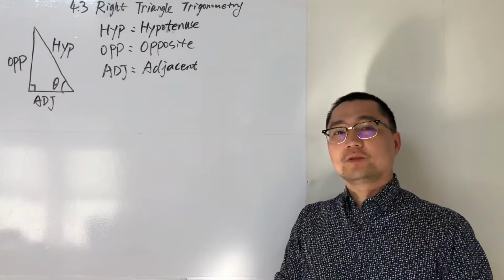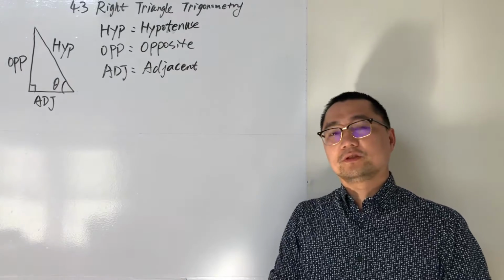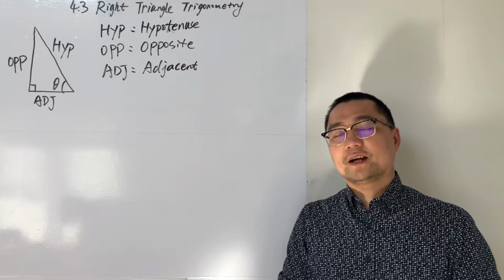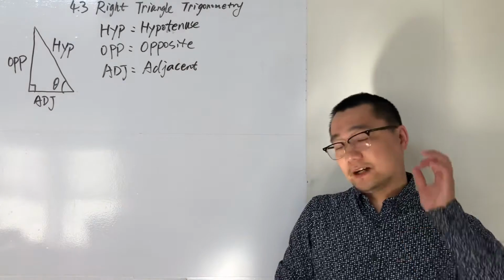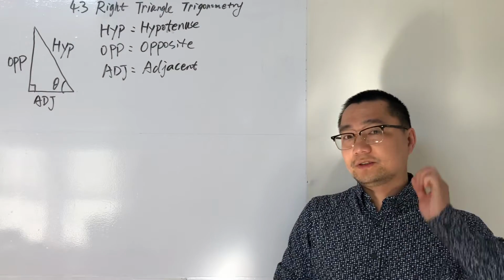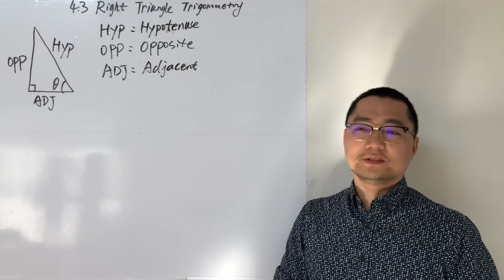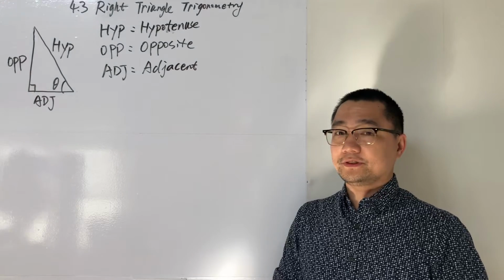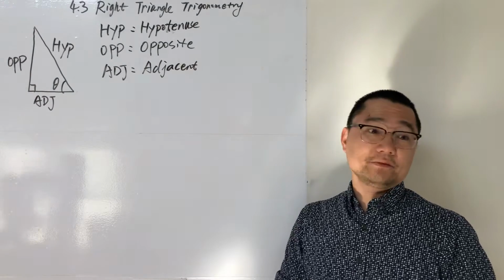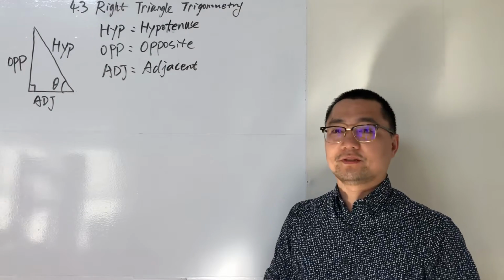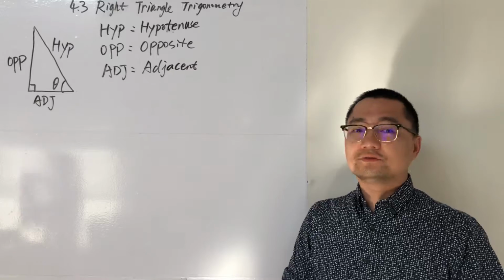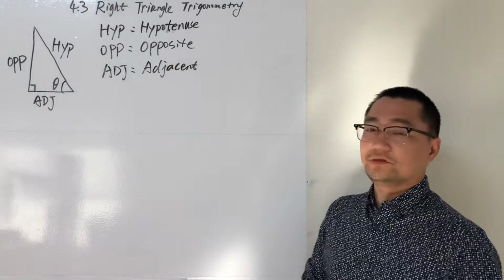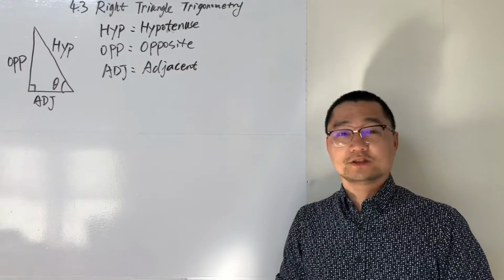In 4.2 we did the unit circle. We used the unit circle to define six trig functions: sine, cosine, tangent, cotangent, secant, cosecant. Do you remember? If you practice, I believe you can remember all six trig functions. So today we need to use the right triangle to define the six trig functions.